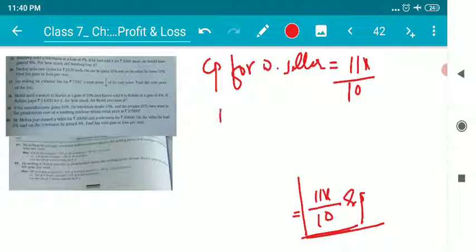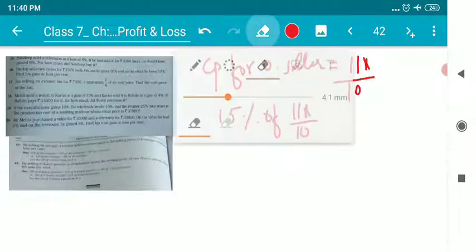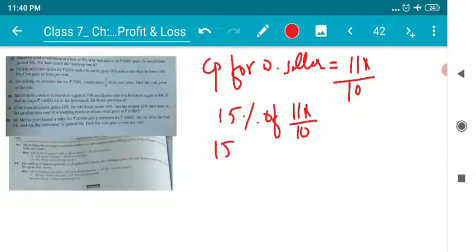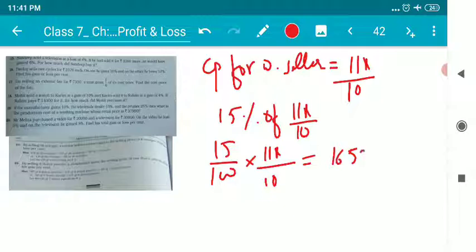Now the wholesaler is gaining 15% on it. Let's find out 15% of 11x by 10. Let's see what comes, children. 15 by 100 into 11x by 10. We can reduce a bit if you want, but I would rather suggest you leave it like this only. It will help you calculate in a better way. So 15 times 11, 165x by 1000. This is the profit amount for the wholesaler.